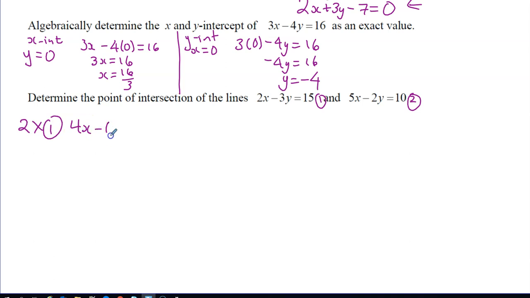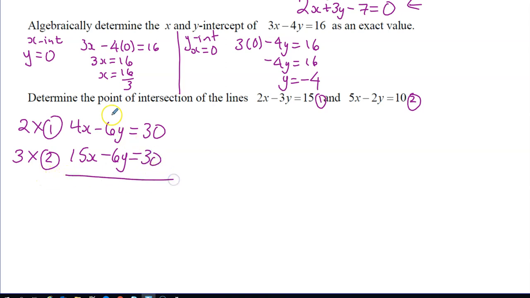So 4x minus 6y is equal to 30. And to get this to be a 6, we're going to have to multiply by 3. So let's go 3 times equation 2, which will give us 15x minus 6y is equal to 30. And seeing as both these guys are the same sign, we're going to subtract. So 4 minus 15 gives me a negative 11x. Negative 6y minus negative 6y, which is 0. And 30 minus 30 is 0.